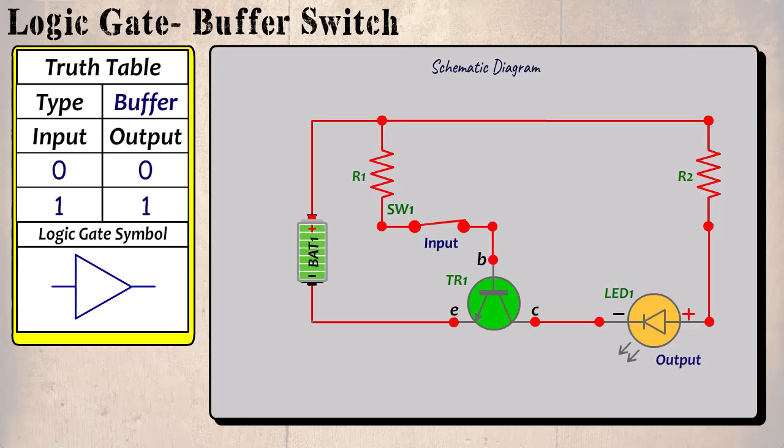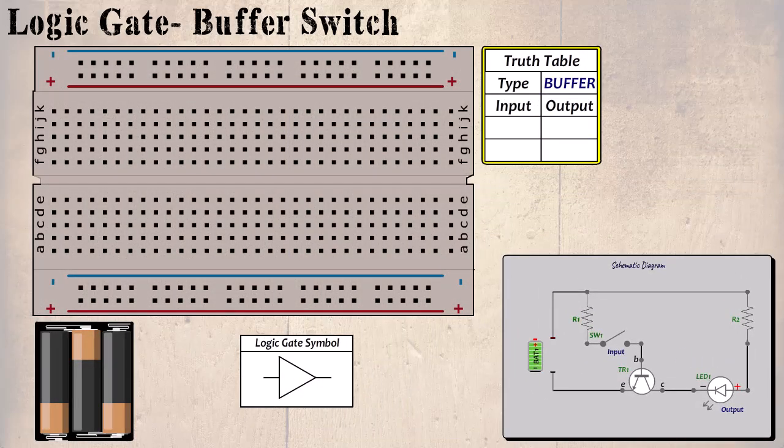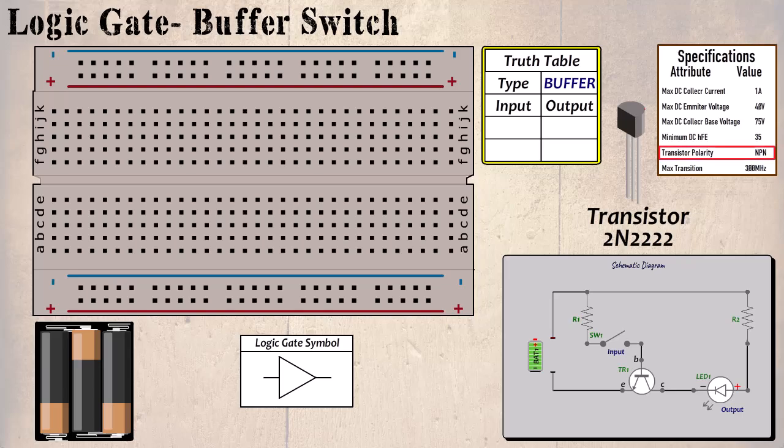Now let's create a practical version of this on our breadboard. We bring back our breadboard, power supply and our truth table. The first thing we shall look at is the transistor. The model number of this transistor is 2N2222. We can see from its specification that it is an NPN, which is a negative-positive type of transistor. An alternative to this is a PNP, or positive-negative type. These refer to the materials that make up the transistor.